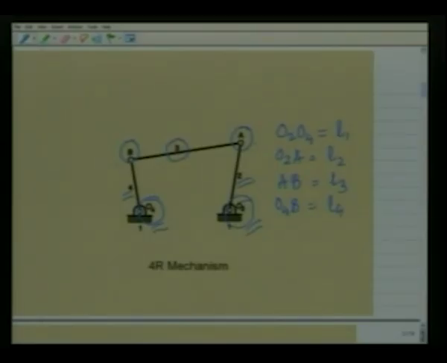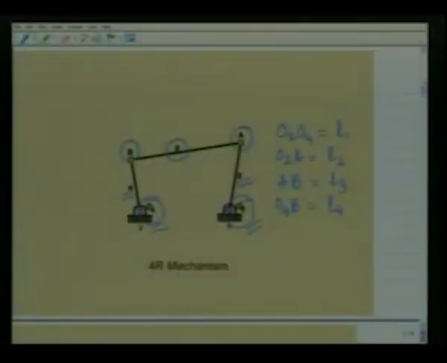If the input link which is connected to the fixed link makes a complete rotation, as is normally the case when the mechanism is driven by say an electric motor, then that link is referred to as a crank. And the output link, say link number 4, is called the follower. And the intermediate connecting link is called the coupler.